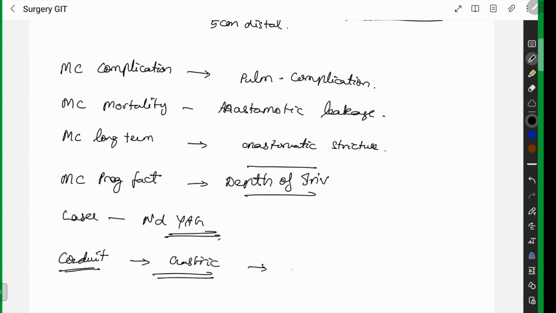For gastric conduit placement, you go for the right gastroepiploic artery, the left gastroepiploic artery, and the right gastric artery. So, gastroepiploic artery and right gastric artery.